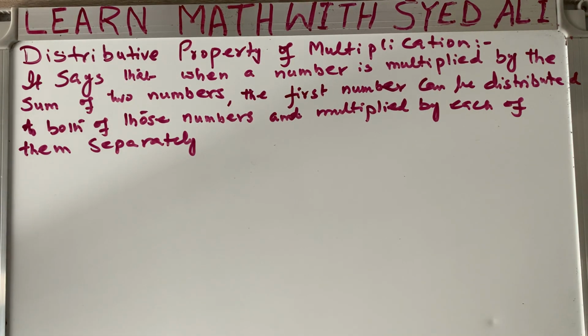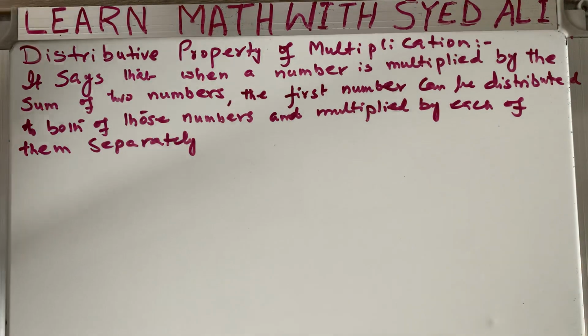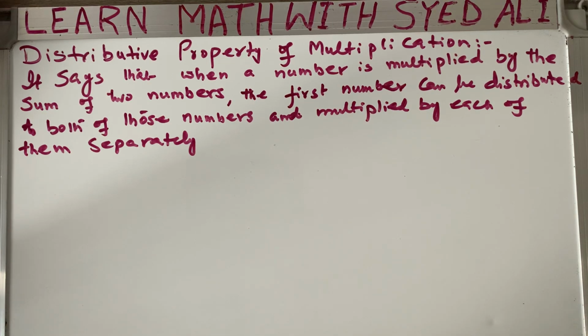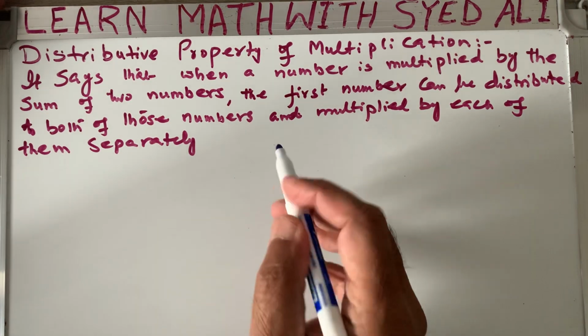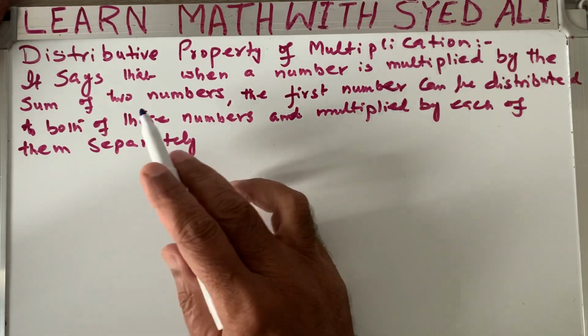Today one of the students asked me this question about the distributive property. So I can define the distributive property of multiplication, which says that when a number is multiplied by the sum of two numbers, the first number can be distributed to both of those numbers and multiplied by each of them separately. What does it mean? It means we will split it in two parts by the sum of two numbers.